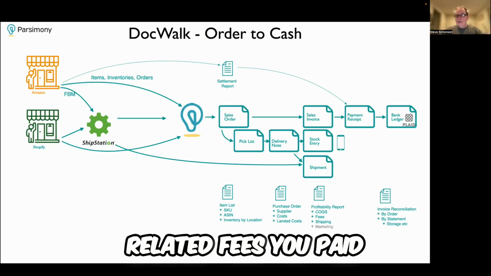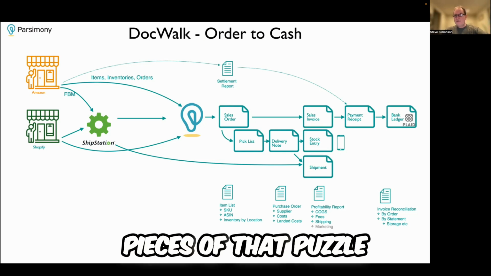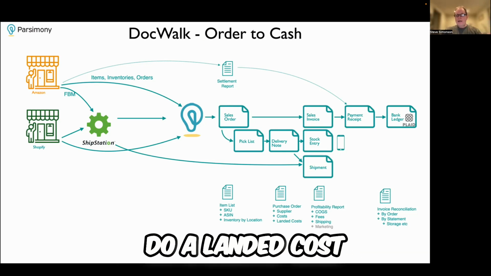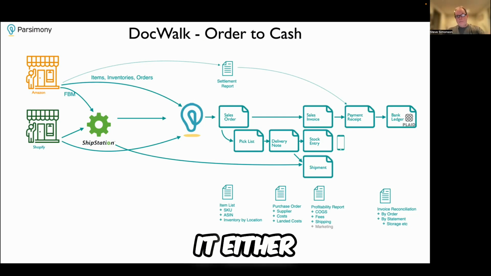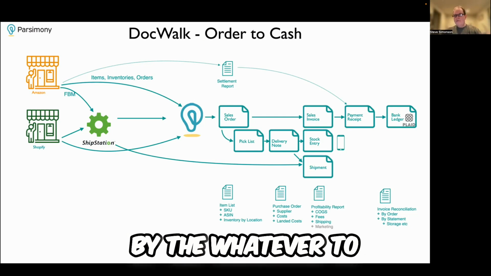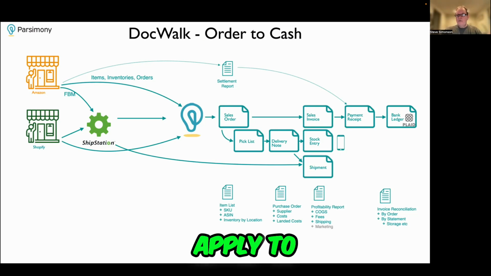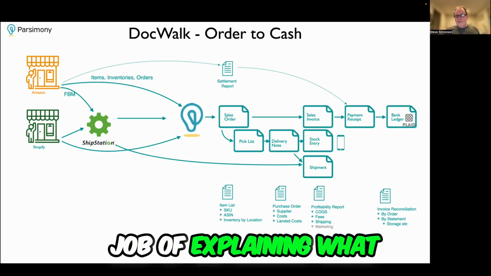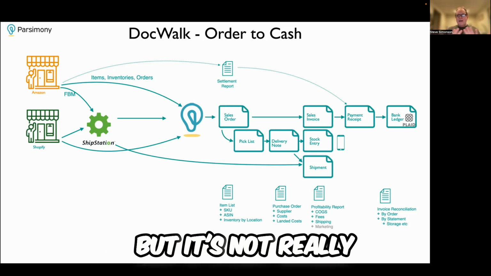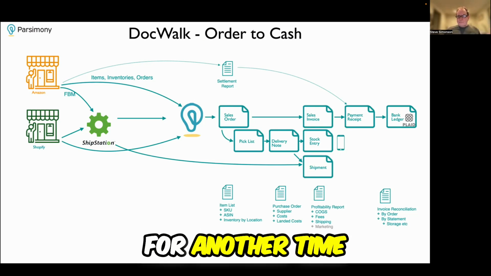It'll also have any related fees you paid to other supply chain pieces of that puzzle. And then you can do a landed cost voucher that brings that all together and applies it either by the unit or by the weight or by whatever, to spread those things that apply to a bunch of orders or items at one time. And I feel like I'm not doing a great job of explaining what a landed cost voucher is, but it's not really related to this process. So we'll save that for another time.